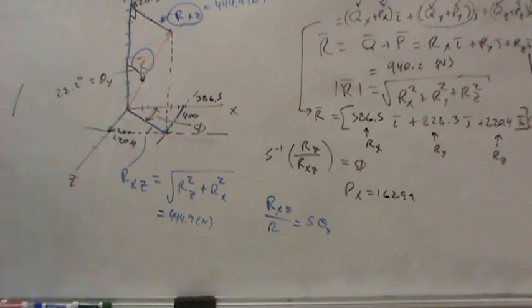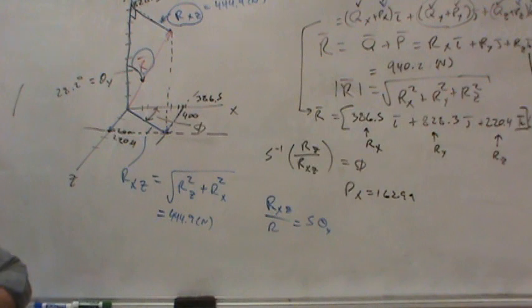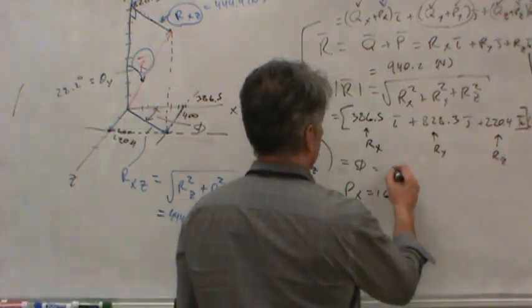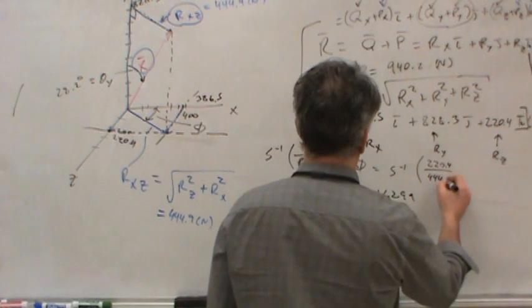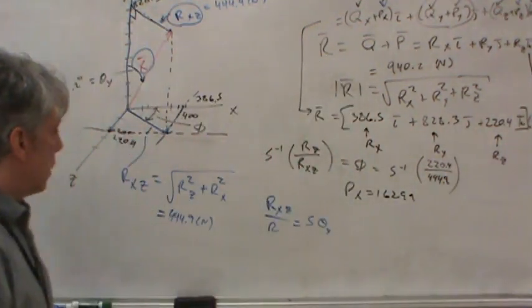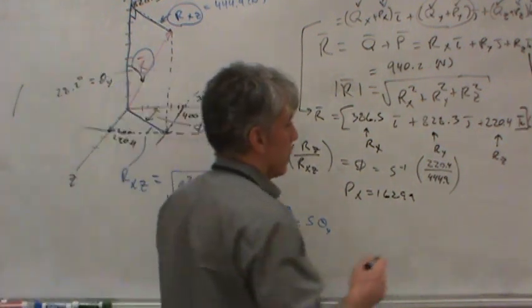So RZ 220.4 over 444.9, inverse sine comes out to what angle? And I'll leave these on the board because we're going to measure them in SOLIDWORKS when we build that model as well. That'll be off camera, unfortunately. To be clear, what we're doing is inverse sine of RZ 220.4 divided by 444.9, which is RXZ. Hopefully your calculator is set to degrees and not radians.